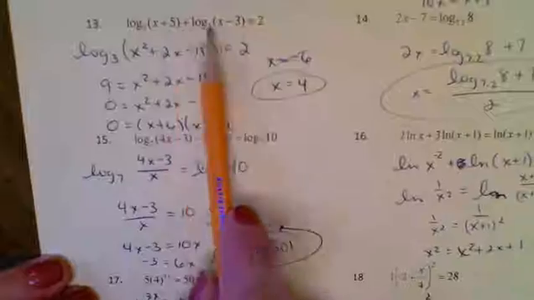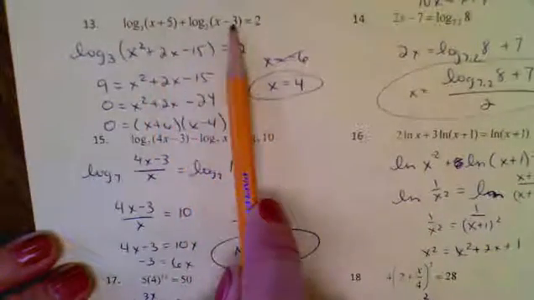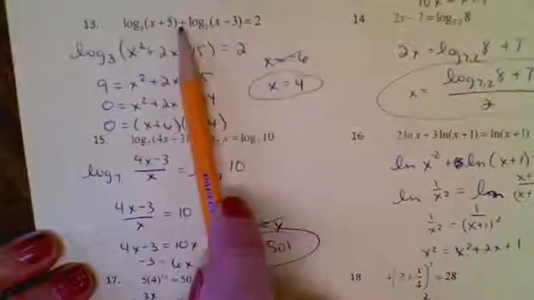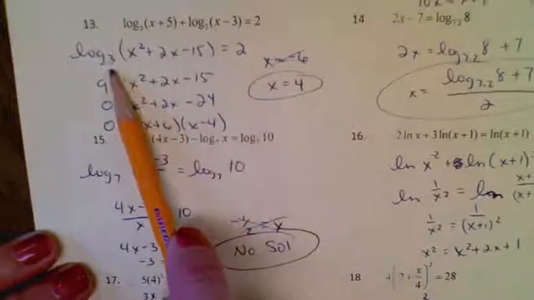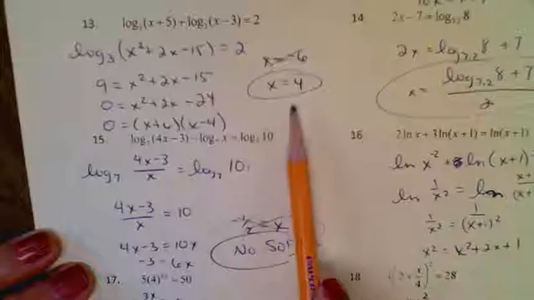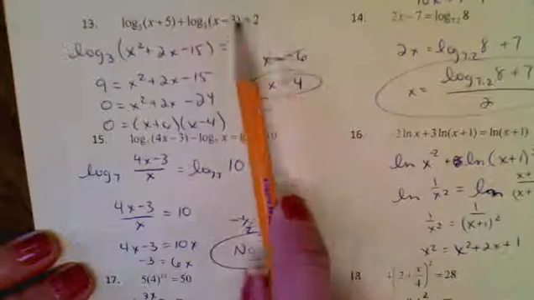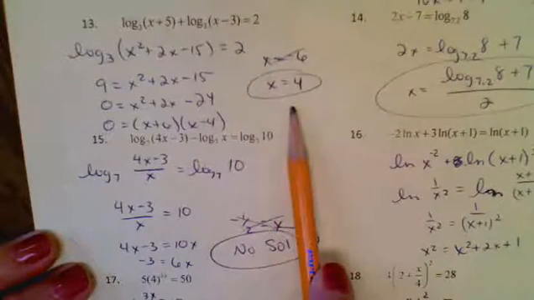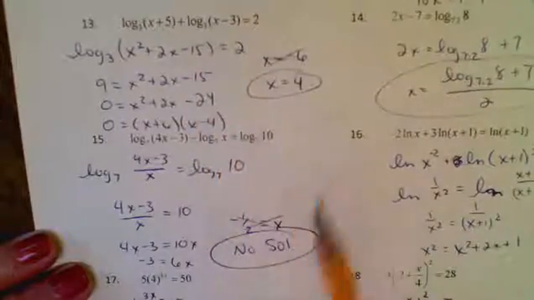13, you have two logarithms and a number. So again, use your properties of logarithms. It's the log of their product. Put it in exponential, 3 squared equals that number. It's a quadratic, it factors, but -6 does not go back in there. 4 does. 4 gives you logs of positives, but -6 does not.